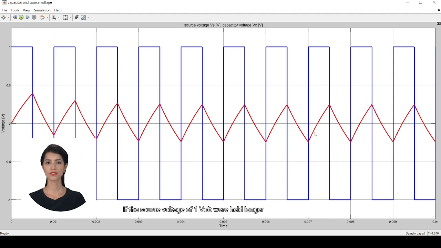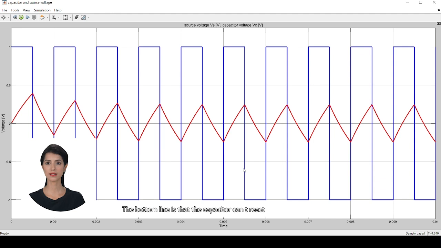If the source voltage of 1 volt were held longer, the capacitor voltage would eventually reach 1 volt, as I'm demonstrating now. But the capacitor doesn't get that time, since it's already started discharging. The same goes for discharging, it's only partial. If the source voltage of -1 volt were maintained longer, the capacitor voltage would follow suit. But again, the capacitor doesn't have enough time to fully discharge before the voltage jumps back to 1 volt.